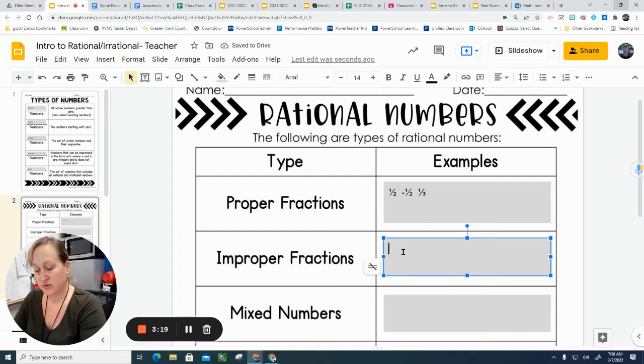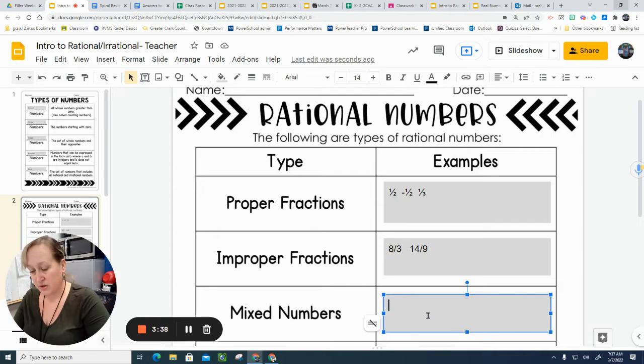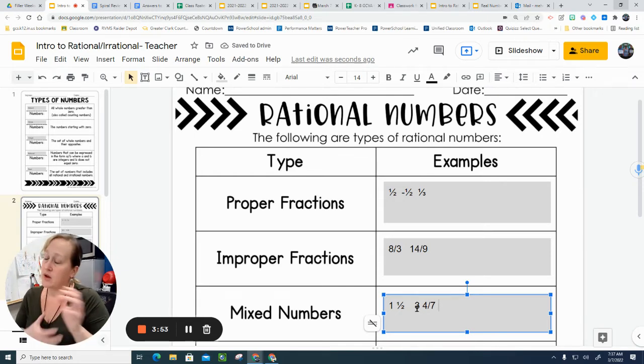Improper fractions are those fractions when the numerator is bigger than the denominator. So 8 over 3, 14 over 9. These are the ones where the top is heavy. That's what we usually say. Mixed numbers are numbers that have a whole number and a fraction. So you could put several examples there. 3 and 4/7. There's all types of numbers that you can do. They're mixed numbers. They have a whole and they have a fraction.